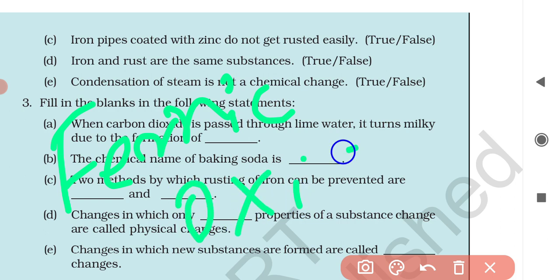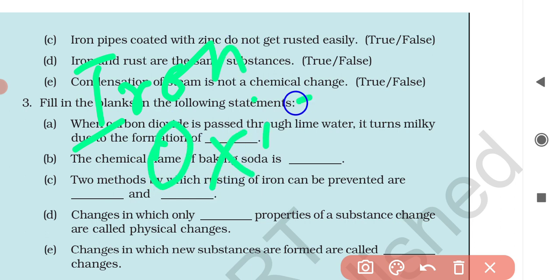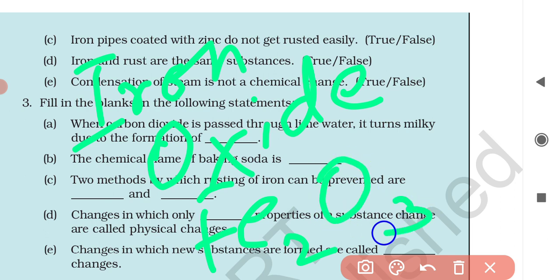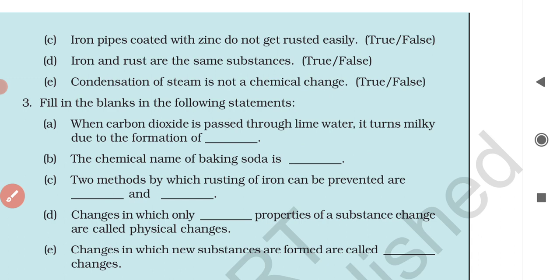Ferric oxide, or in your book it is written as iron oxide. Fe2O3. This is your rust. So iron and rust are different substances. This is false. In the statement you will write: iron and rust are different substances. Clear?